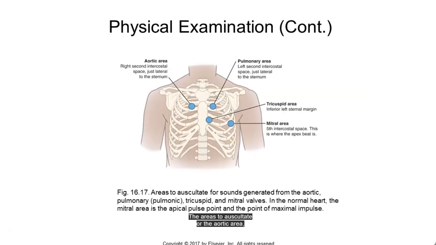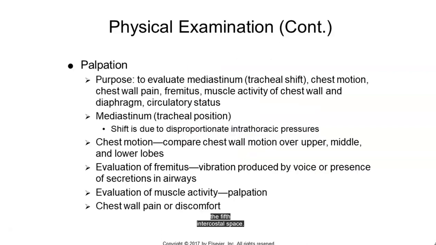The areas to auscultate are the aortic area, which is right second intercostal space just lateral to the sternum, the pulmonary area at the left second intercostal space above the sternum, the tricuspid area located at the inferior left sternal margin, and the mitral area at the fifth intercostal space. Palpation should also be considered as it evaluates the mediastinum for tracheal shift and the activity of the chest wall and diaphragm and circulatory status.